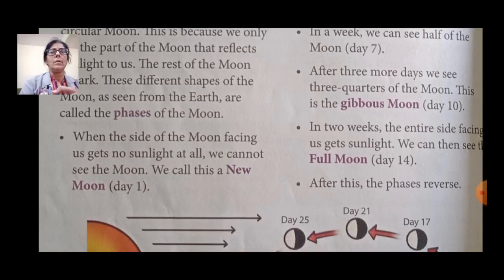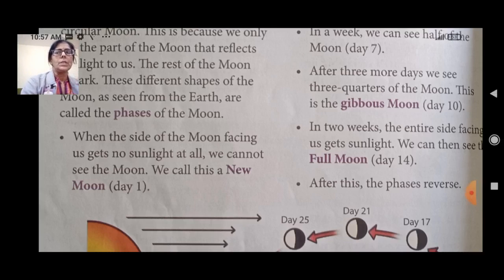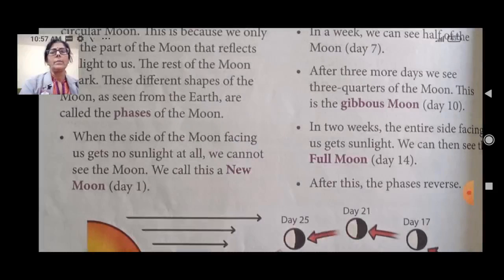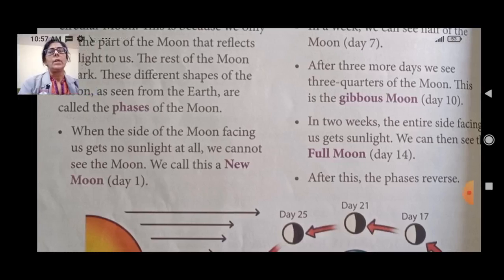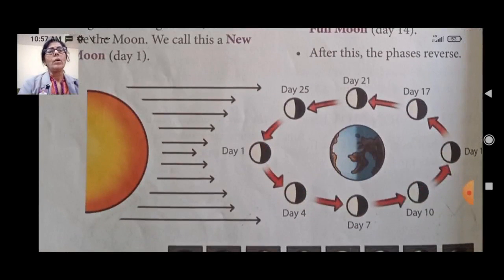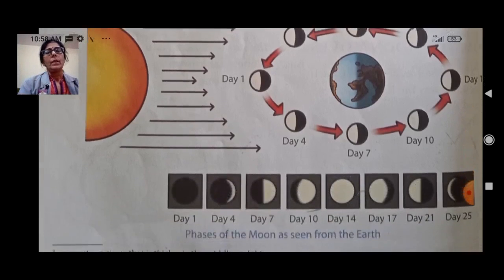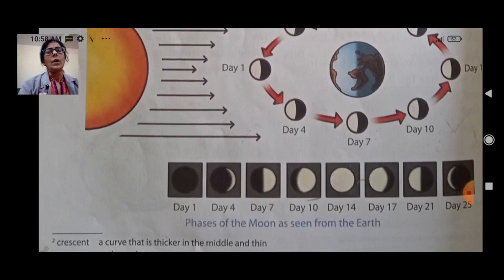But from day 1 to day 14, the phases of the moon that we saw start to reverse. And here you can see on the 7th day, half moon, then from here the same process starts again, right? Here you can observe on the 4th day and 25th day, right? It looks like a sail.